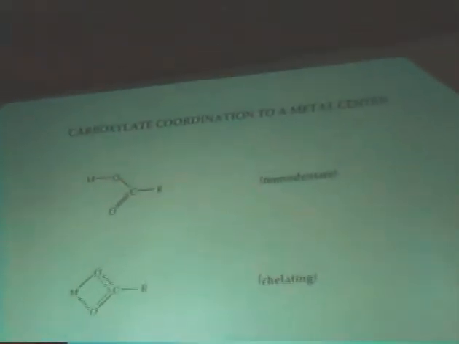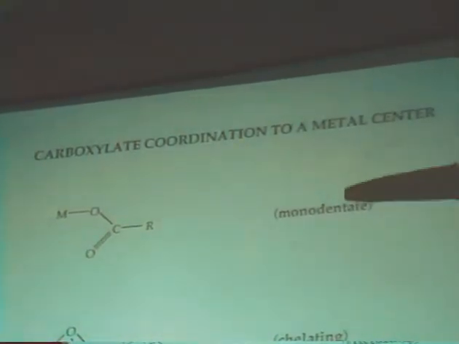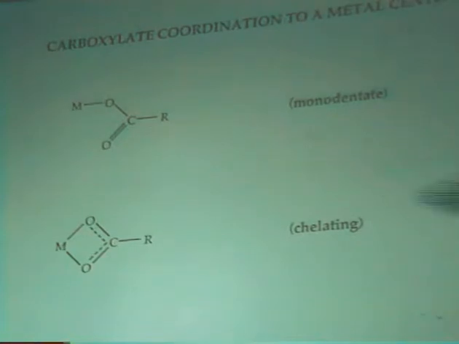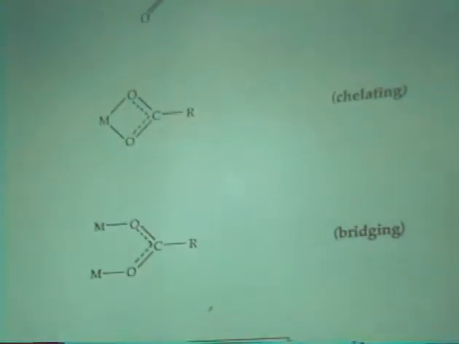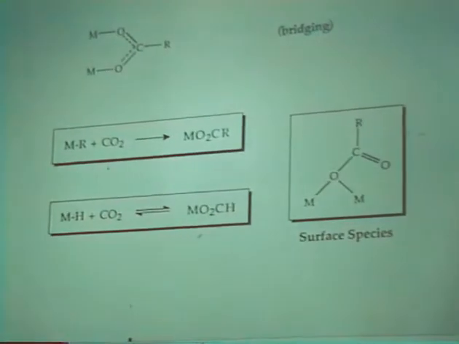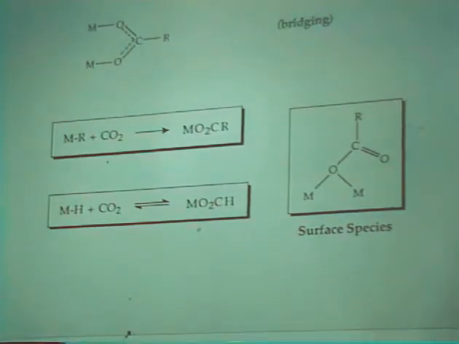Well, if we look at the way a carboxylate ligand might bind to a transition metal, it might bind in a monodentate fashion, in which only one of the oxygens is bound to the metal, or it might be chelating or bidentate, where both oxygens are bound to one metal, or it might be bridging, where two metal centers are bridged by the carboxylate. Now, our interest is in carboxylates, and one might include in this discussion formates, as involved in the reaction of CO2 with metal alkyls or metal aryls and metal hydrides. And these reactions, of course, could occur on metal surfaces as well.